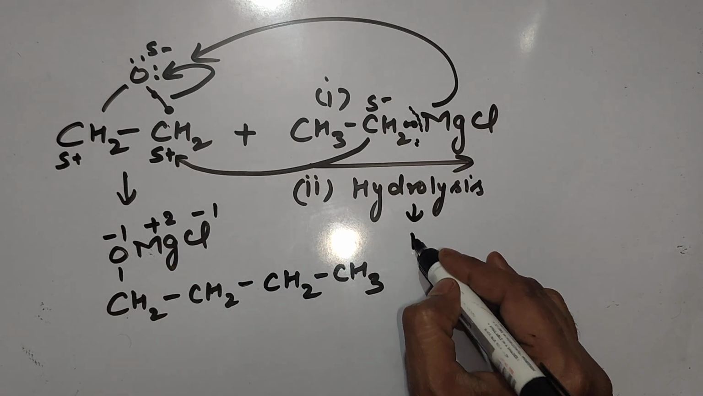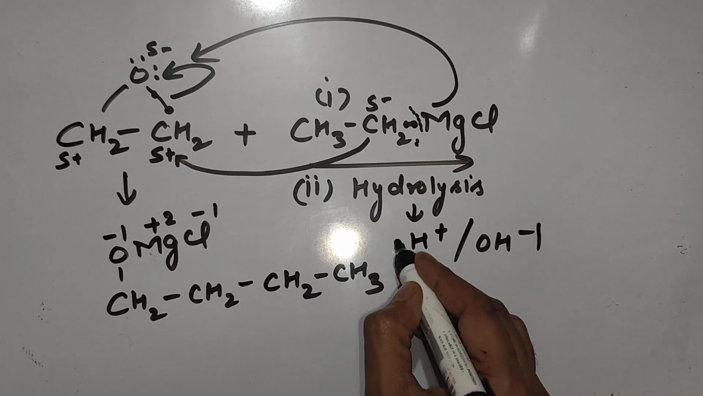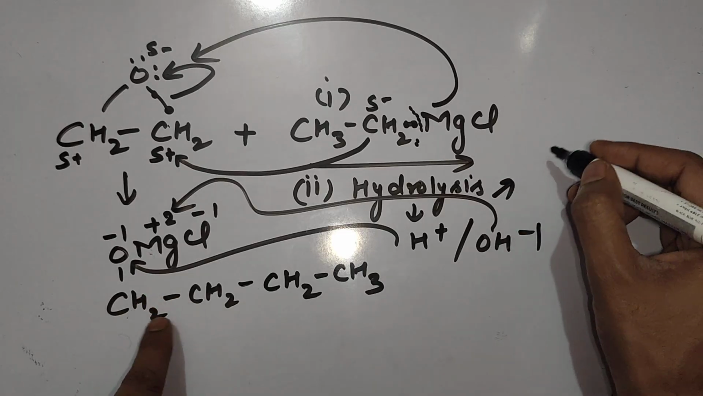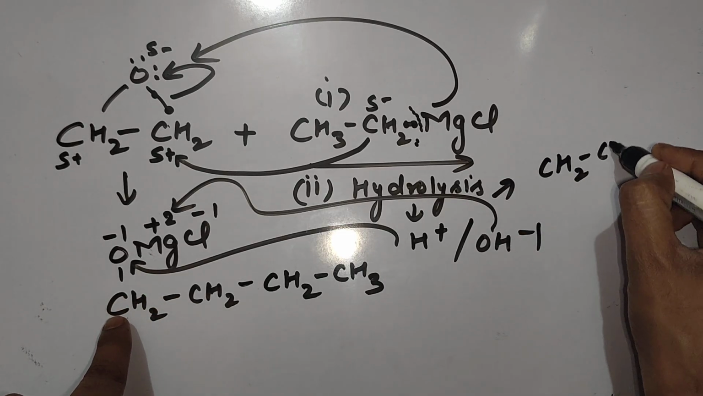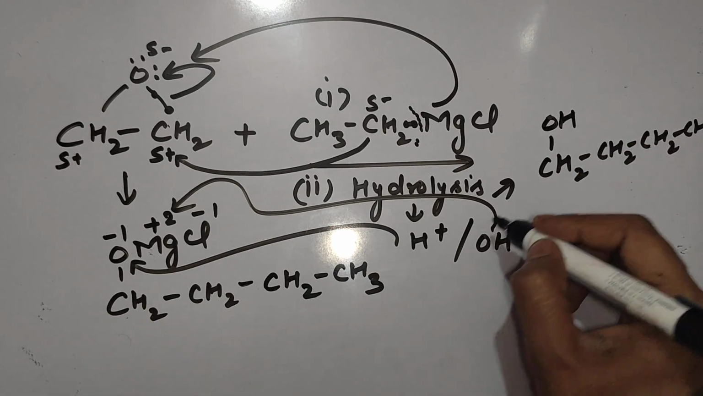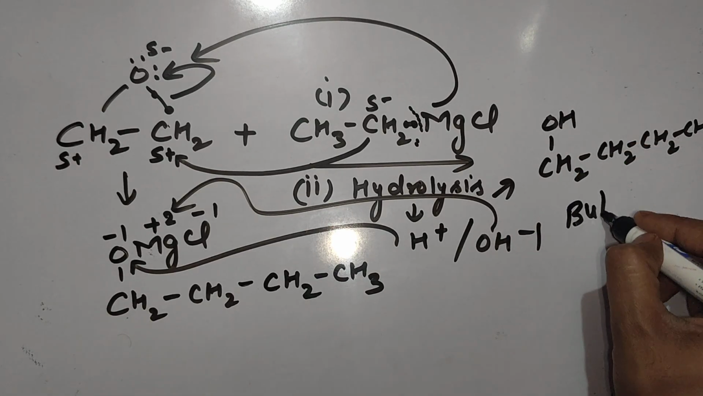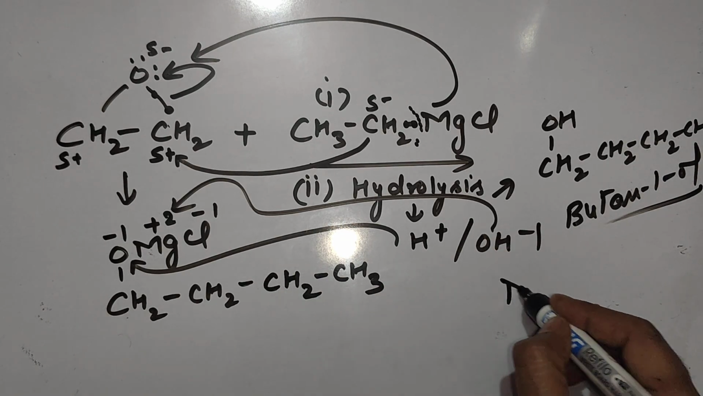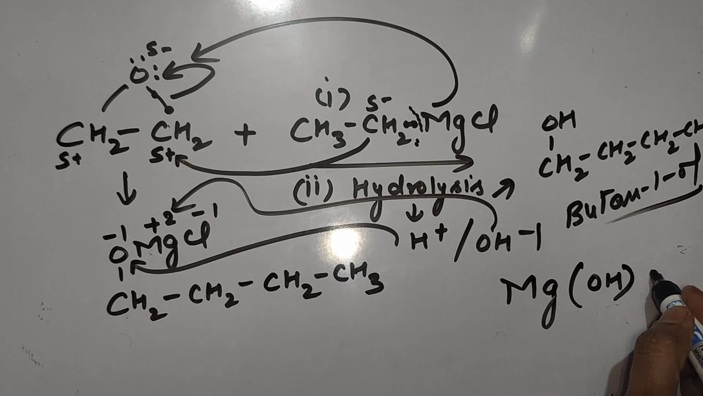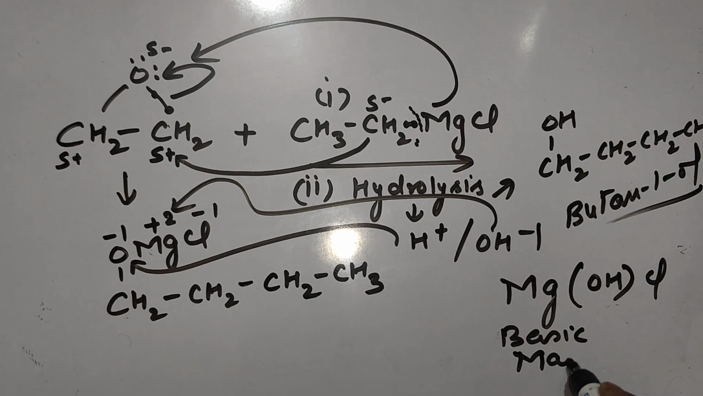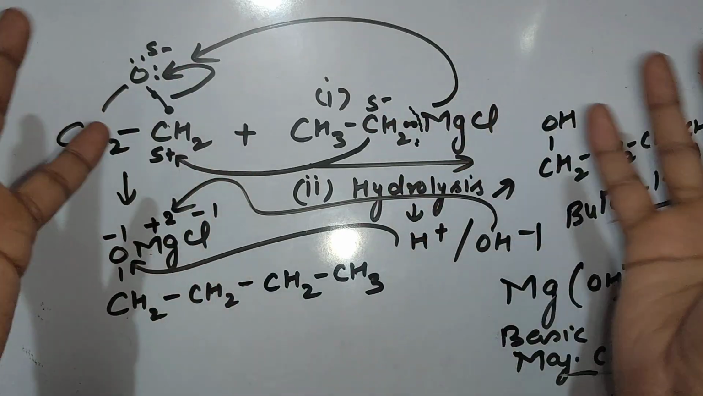Hydrolysis. On hydrolysis, H positive, OH negative. H positive will attack the oxygen negative. OH negative will attack the magnesium positive. So finally we will have CH2, a 4-carbon-containing alcohol. If you do IUPAC naming of that, you will find it is butan-1-ol. And the side product will be basic magnesium chloride. So similarly, you can prepare different types of alcohol.